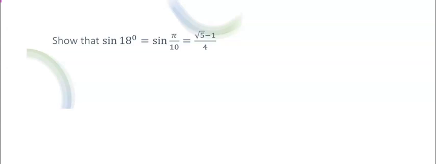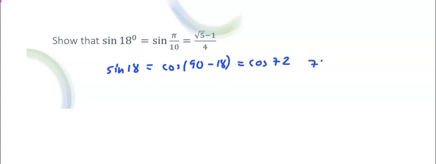And so here we show that sin 18, which is sin pi by 10 radians, is equal to root 5 minus 1 upon 4. Now, sin 18 is equal to cos(90 minus 18), which is cos 72. And 72 equals 4 times 18. So we want the roots of the equation sin theta equals cos 4 theta.